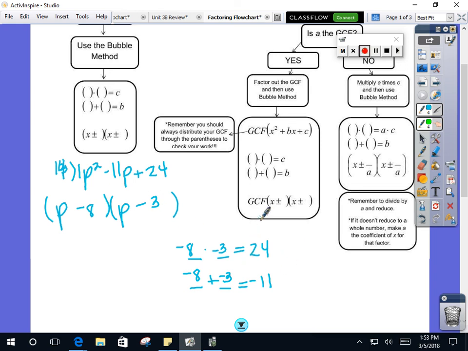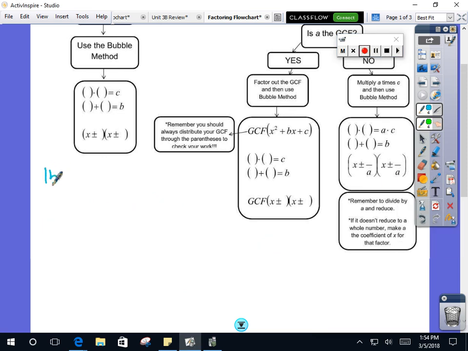Now, the whole reason that this is the answer and these are the factors is because if I were to double distribute this, it would make this trinomial. Yes? Is number 15 a binomial or a trinomial? It's a trinomial? Okay, tell me what it looks like.